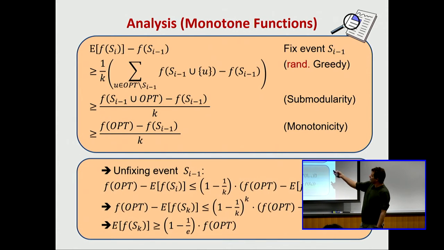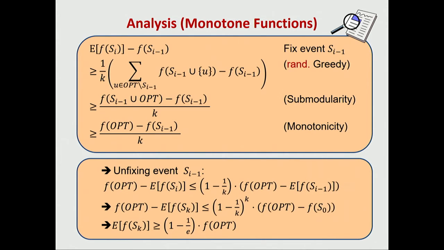And then this is true for every S_i. So you can unfix the event. And then you see that the gap between opt and the expectation of S_i is decreasing by a factor of 1 minus 1 over k relative to the gap between S_{i-1}. And the proof is just the same. Okay? So just randomly choosing among the k is as good as just picking the best one.